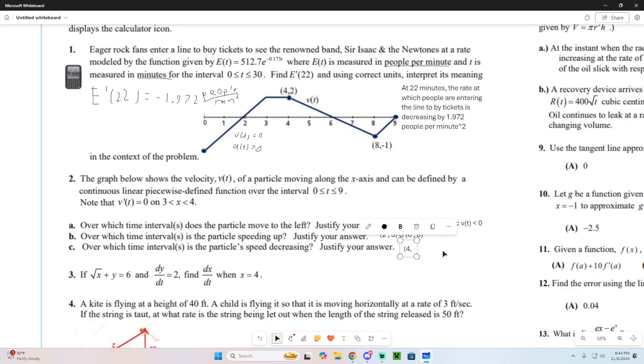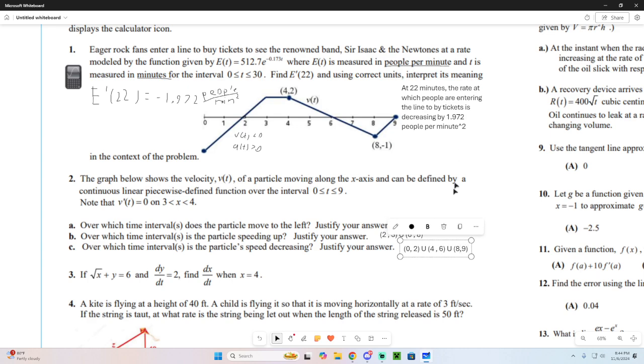4 to 6. Or let's do 0 to 2 first. 0 to 2. And then 4 to 6. And then from 8 to 9, the velocity is negative, but the acceleration is positive because it has a positive slope. So that means they have different signs, so that's also a good answer. So union 8 to 9. So those are our 3 answers.